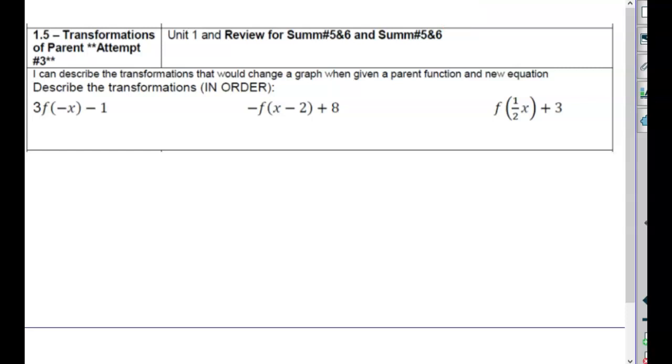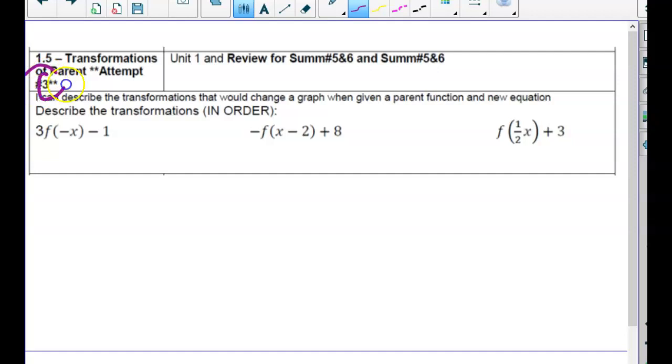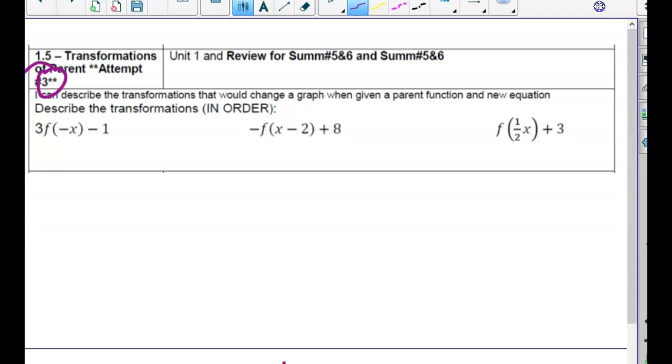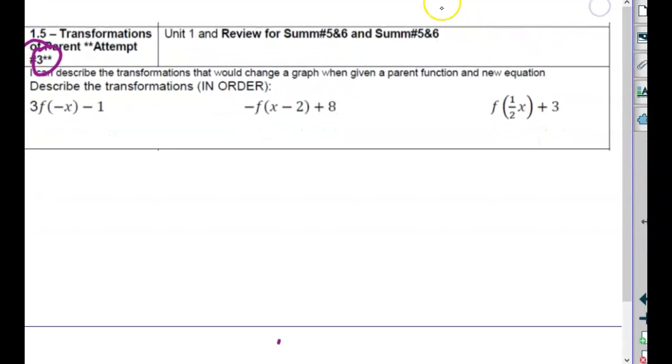All right, then we have the good old third try. Third try here on transformations.